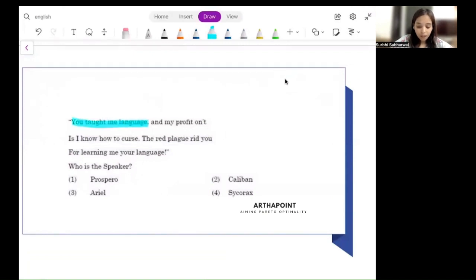You taught me language and my profit on't is I know how to curse. The red plague rid you for learning me your language. Who is the speaker?